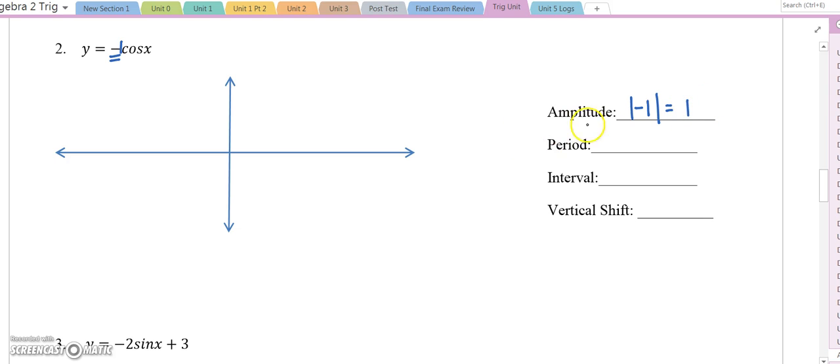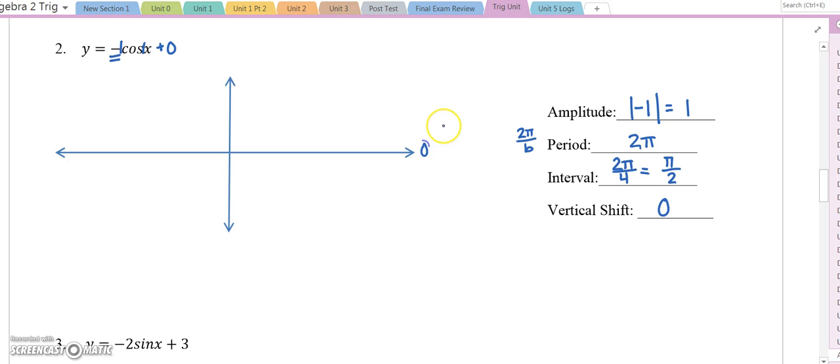Period once again is 2 pi divided by b. And once again, the b value here is just 1. So that would be 2 pi divided by 1, which is just 2 pi. And our interval is 2 pi divided by 4, so pi over 2. Last but not least, the vertical shift is the number you're adding. There's nothing there, so that's a 0. All right, let's try graphing.